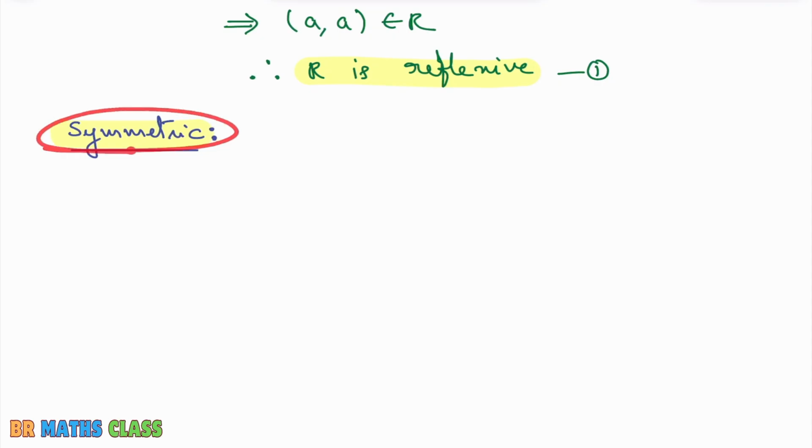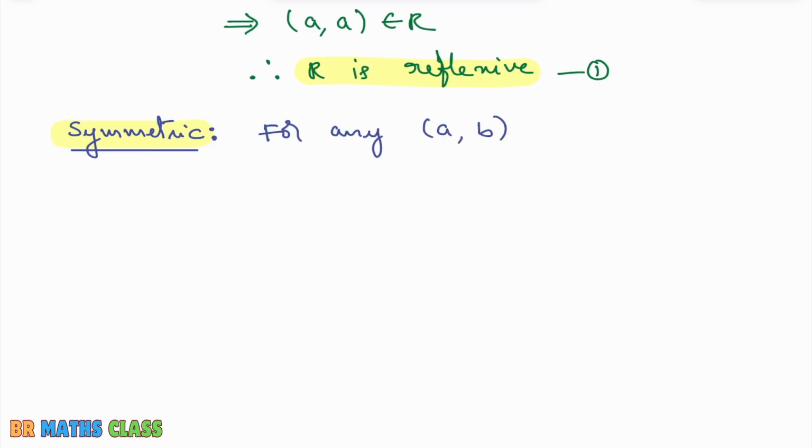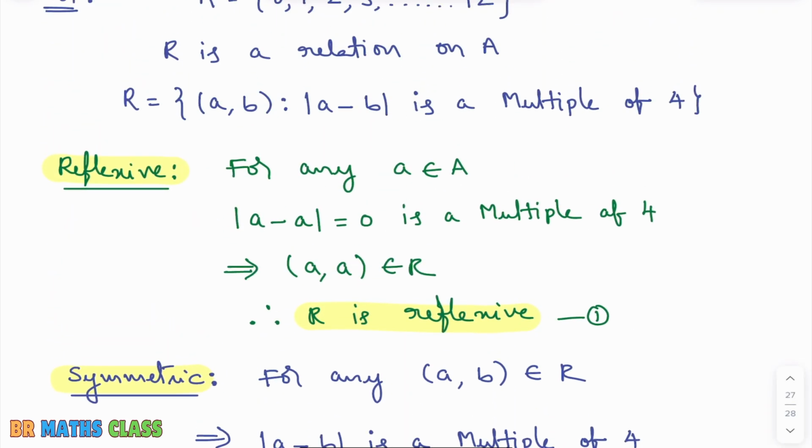Now, we will check whether this relation is symmetric or not. How to check symmetric? For any ordered pair (x, y) in the relation, if the ordered pair (y, x) also belongs to the relation, then we say that the relation is symmetric. I'll take any ordered pair (a, b) belonging to R. What it indicates is that modulus of a minus b is a multiple of 4. When can I say the ordered pair (b, a) belongs to R? If modulus of b minus a is a multiple of 4, then I can say the ordered pair (b, a) belongs to this relation.